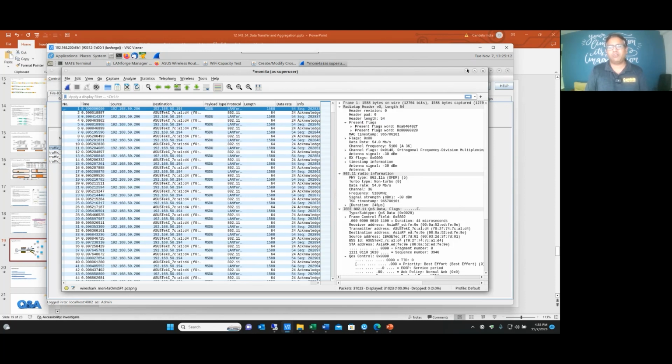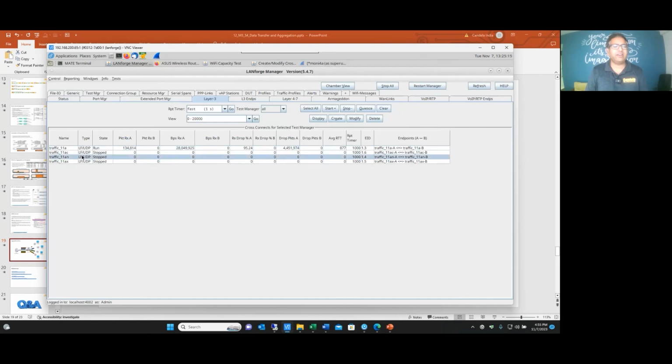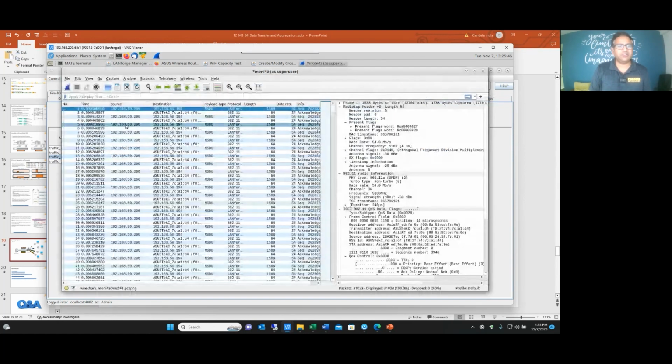What happens if I do 11N? 11N added this concept of aggregation, or AMPDU aggregation. Let's say I stop this traffic stream and I start this one, 11N. This 11N is actually 4x4 MIMO, so it is capable of doing up to 600 Mbps, I think, PHY data rate, if I'm not wrong, or maybe 800. And this is the throughput we're getting: about 215 Mbps on this link. Now if I do the same packet capture here, let me start the capture.